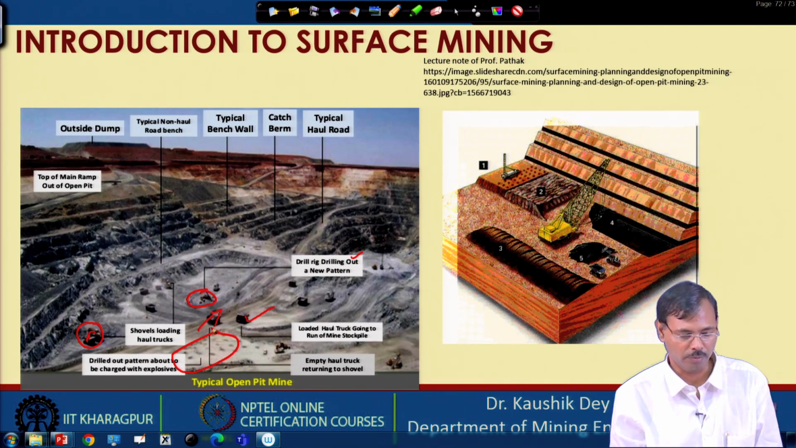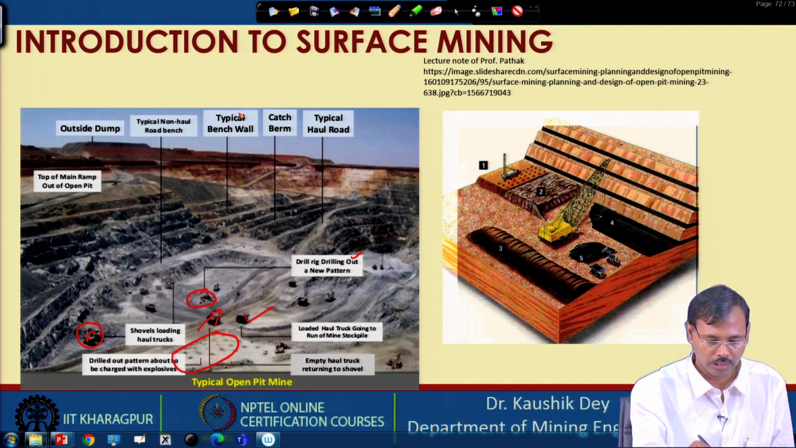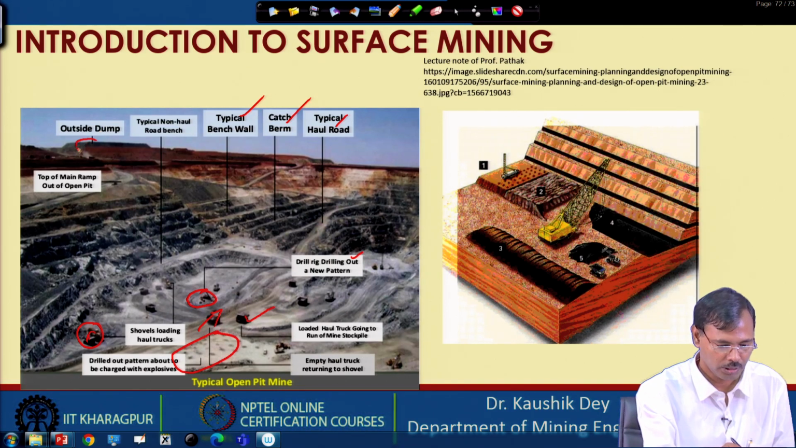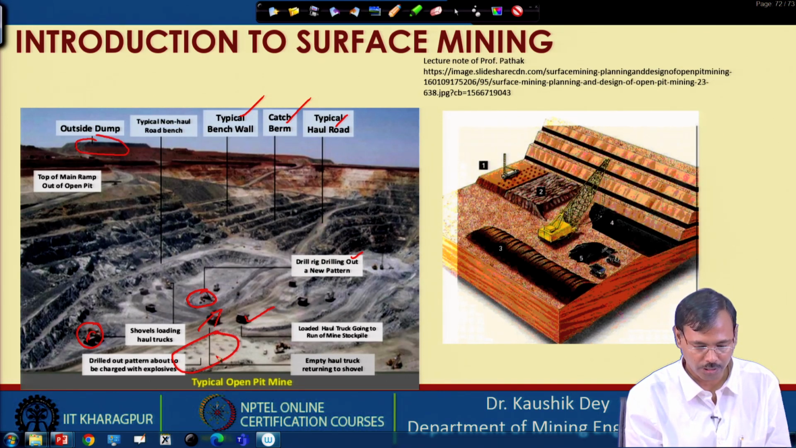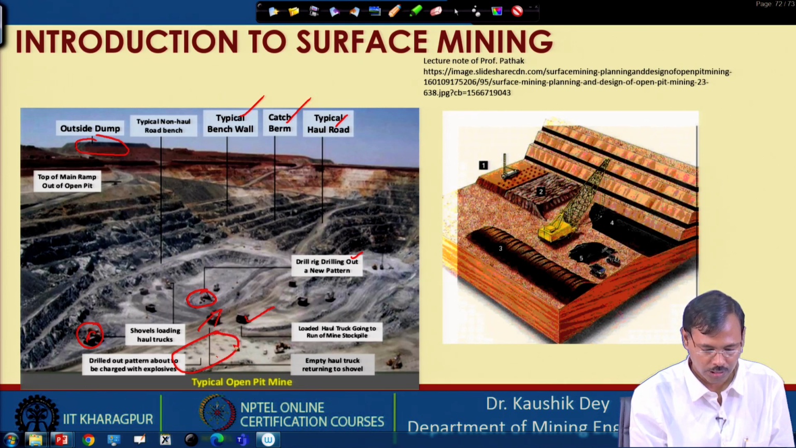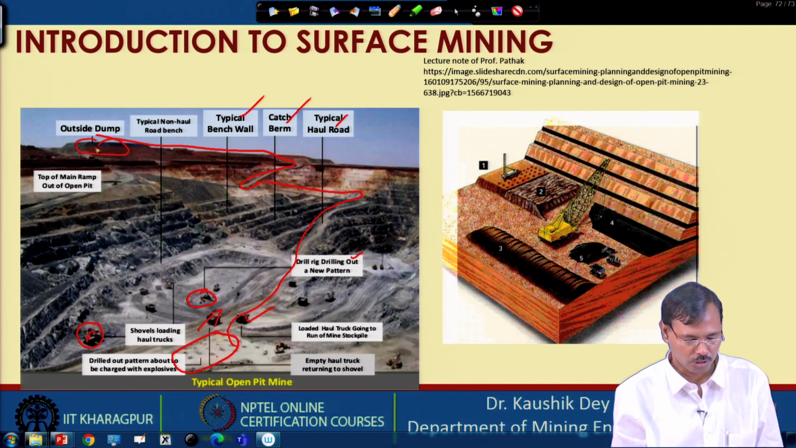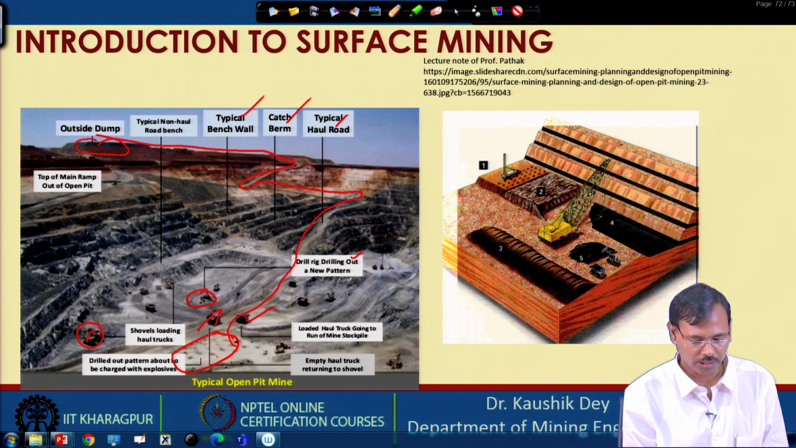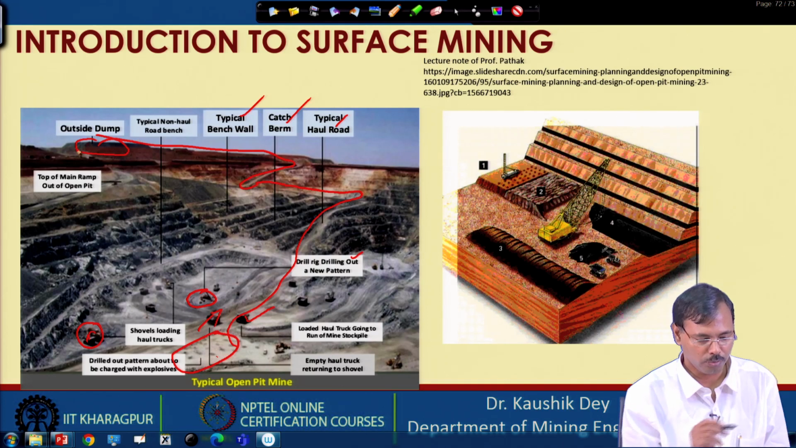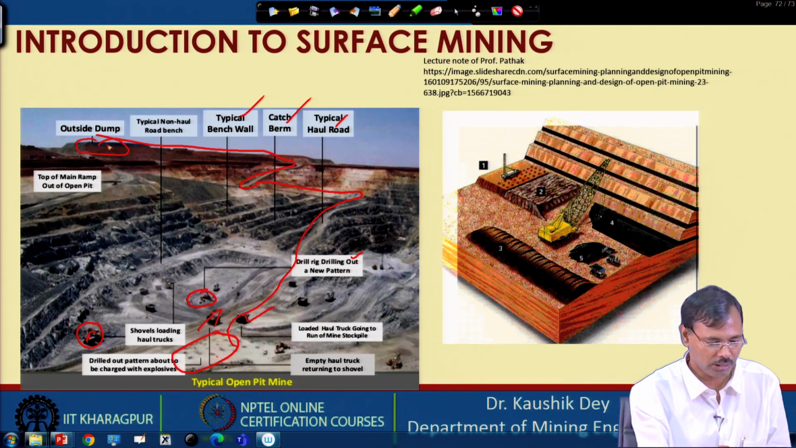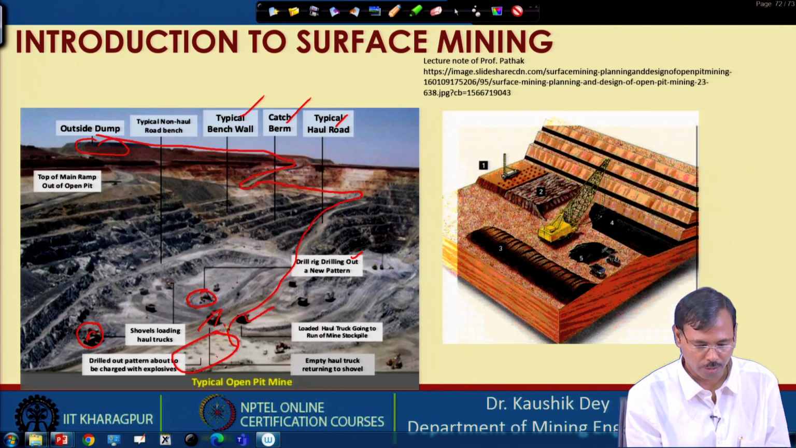So, you can see this is the bench walls, this is the berms, this is the haul road, this is the external dump. The overburden material is taken from this place, taken out this way, and finally dumped at this place. So, the overburden material which will be blasted here will be taken this way and dumped here, and you see this dumping is not affecting the operation of the mine.